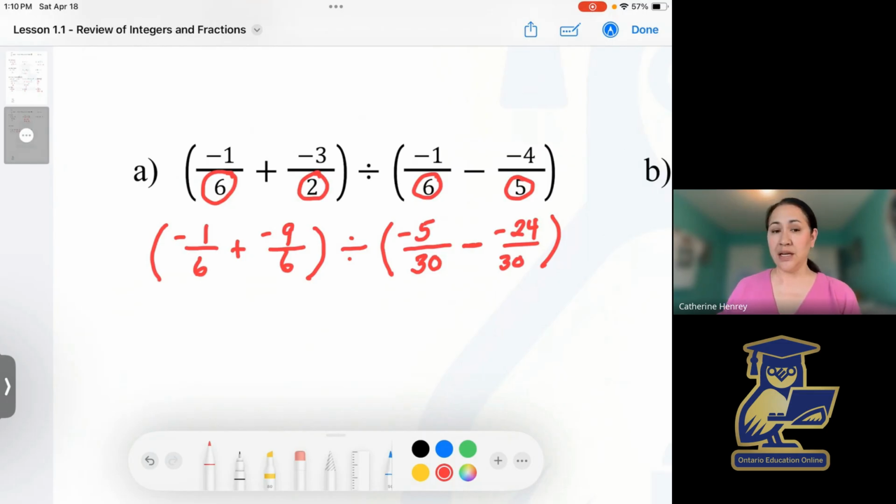Now that we have the same denominators, we can go ahead and just simplify the numerators. So negative 1 plus negative 9 is going to give me negative 10 over 6. And I want to divide that by negative 5 minus negative 24, which is really negative 5 plus 24. So we actually get 19 over 30.